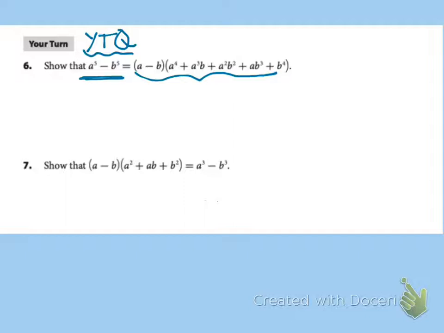So I would definitely use the box method on this one. So multiply that binomial times that 5-term polynomial and see if you don't get a to the 5th minus b to the 5th. And then same thing with number 7, show that the left-hand side equals the right-hand side. So pause the video now and give these two a try.